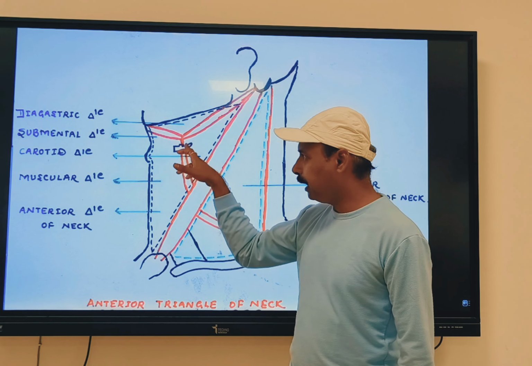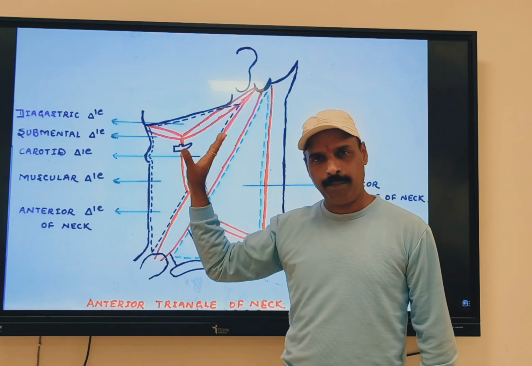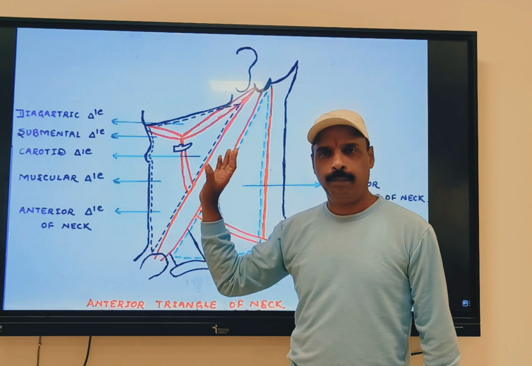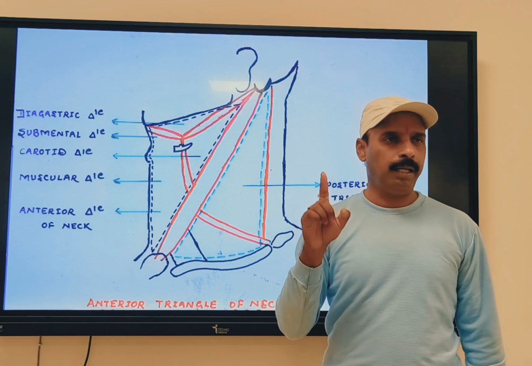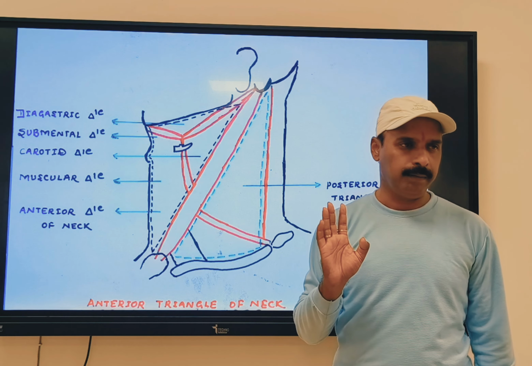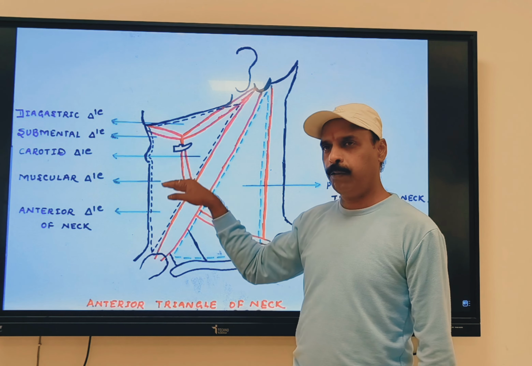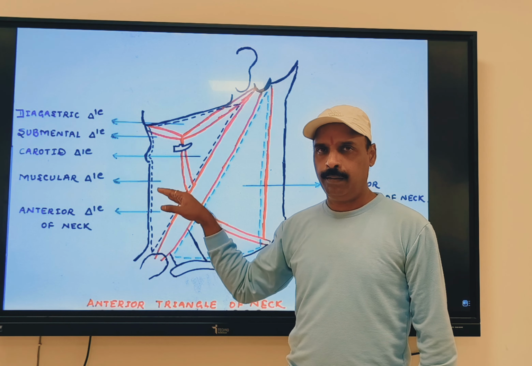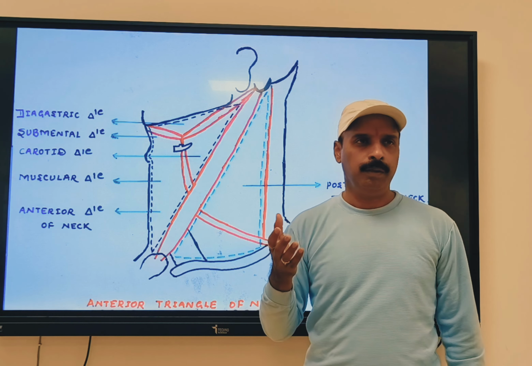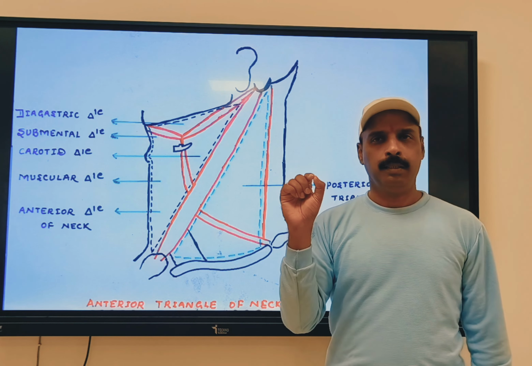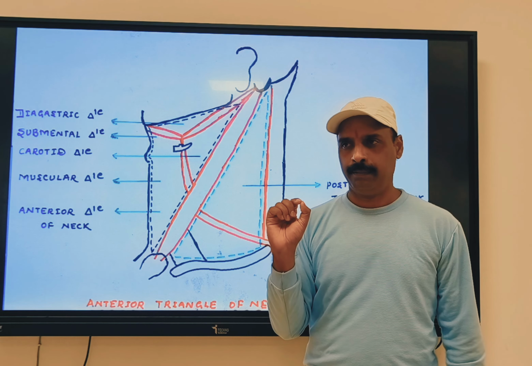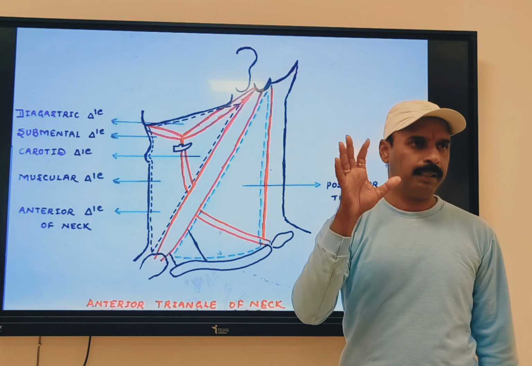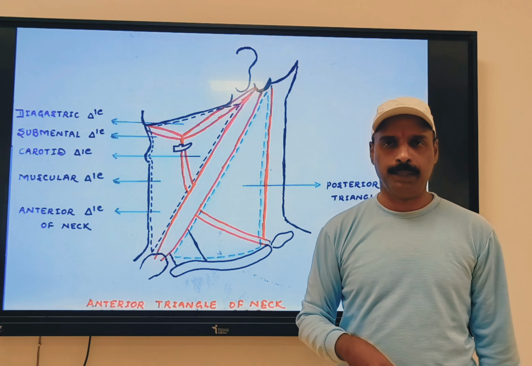Almost all of these are attached from the sternum to the hyoid and thyroid cartilage, or from the thyroid to the hyoid. Sternohyoid, sternothyroid, thyrohyoid and omohyoid: these four muscles we call the infrahyoid muscles. A question may be asked in the MCQ: all are suprahyoid muscles except, or all are infrahyoid muscles except. That can be asked, with one given as an alternate option.